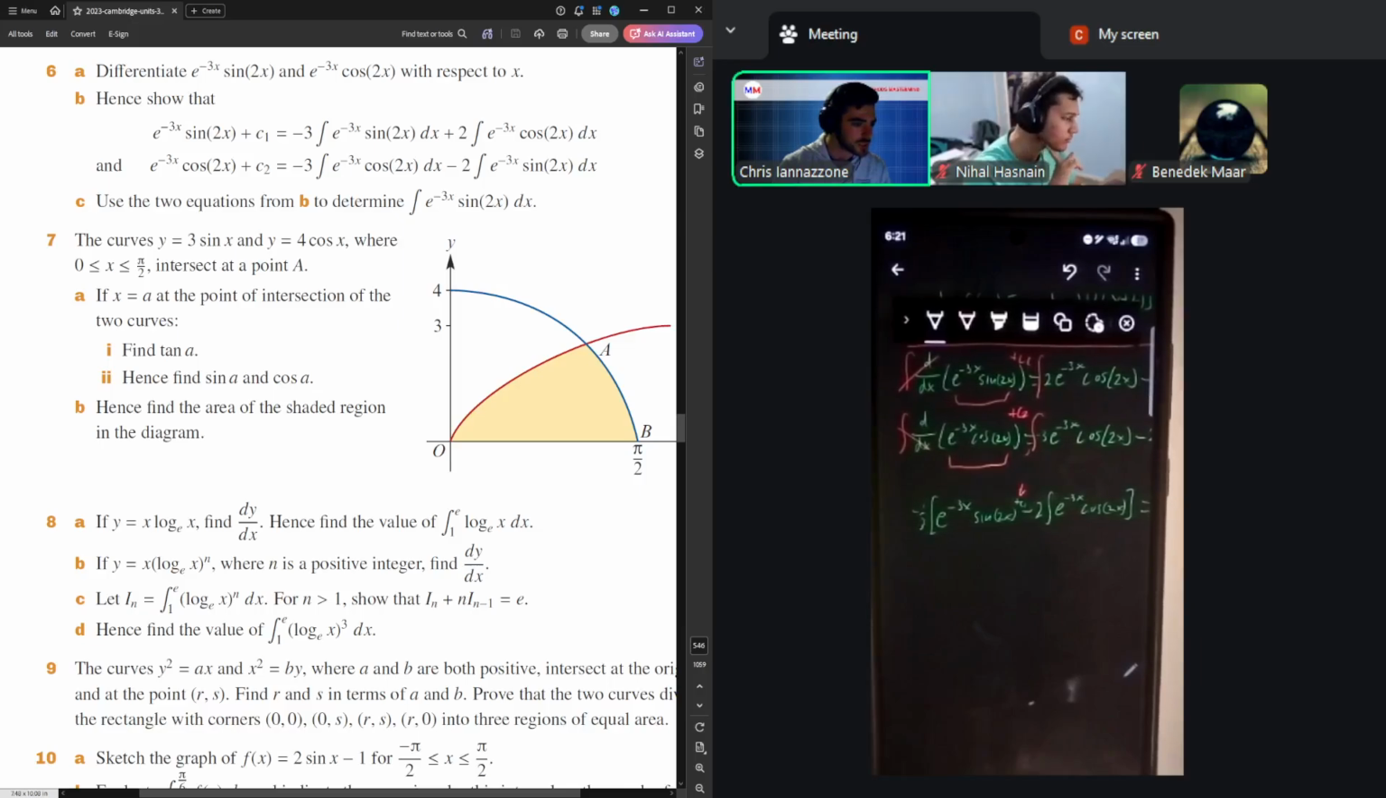Do we need to solve C1, C2? Oh, they did actually want us to do that. Okay. That's going to be a lot of writing. Let me have a look. Where are we at specifically?